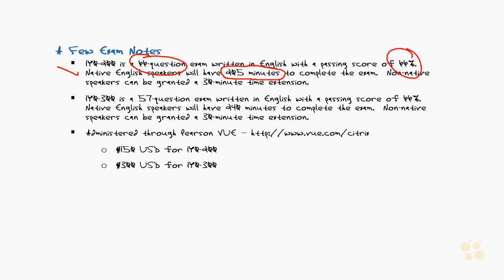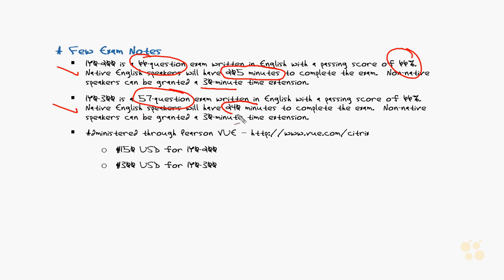Plenty of time. If you're a non-native English speaker, you can be granted up to 30 minutes for a time extension. And depending on what your situation is, that'll either be automatic or you'll need to apply for it. So plenty of time there for your questions, plenty of time to take your time and really understand what those questions are.